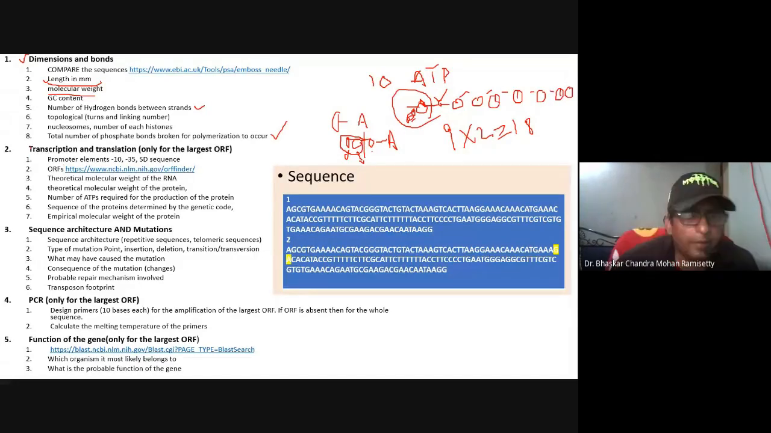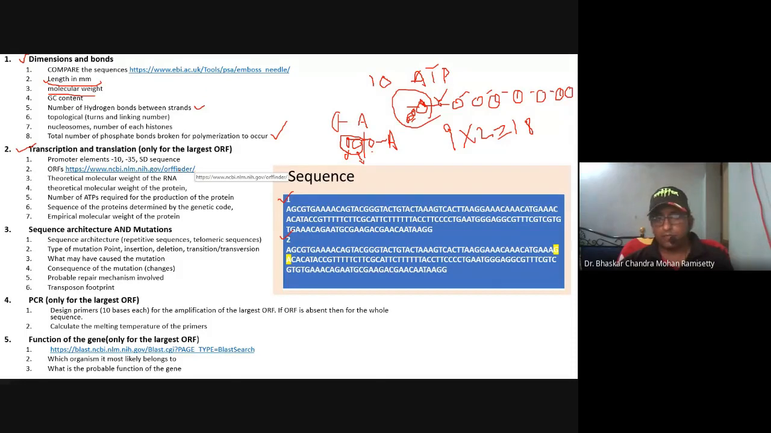Next, in the sequences, the question usually comes with 2 different sequences, sequence 1 and sequence 2. You are making a comparison between these 2 sequences in all of these ways. You should look at how these 2 sequences differ in terms of dimensions, bonds, and so on. We did this exercise for CAA 1, and it is going to come for NSEM also, I think. And then you also have translation and transcription level. You have to find out the number of ORFs present.